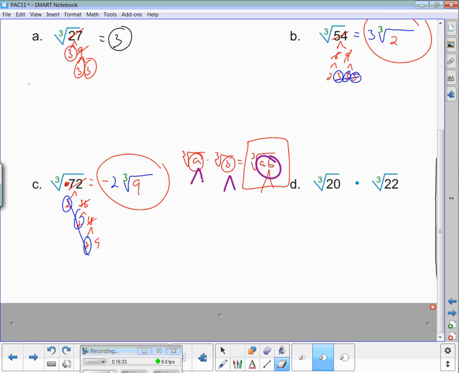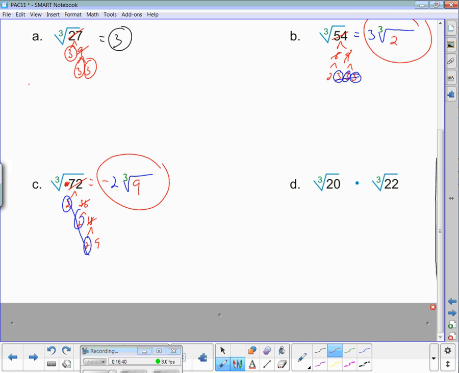So again, if you feel like you're more confident putting them together underneath 1, whatever you do, though, do not multiply the 20 times the 22. Somebody punch it out in your calculator. What's 20 times 22?